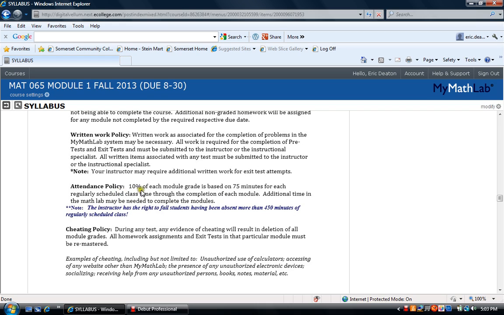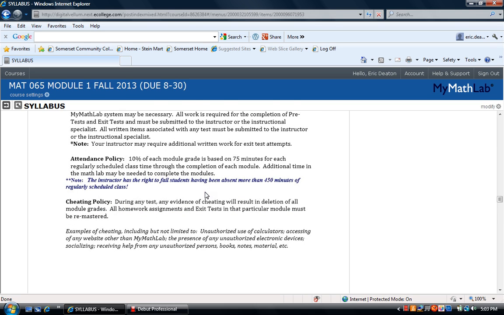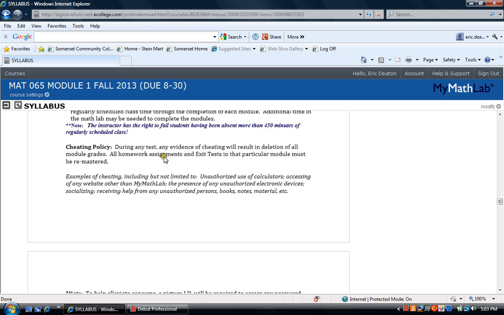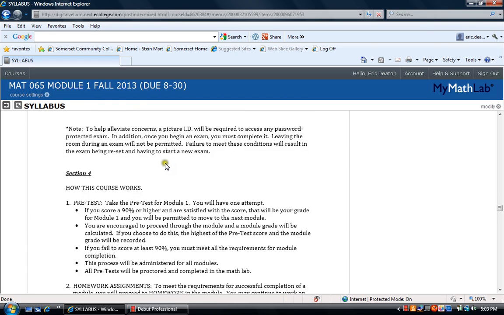Attendance is a big deal. Not only does it help you in math class, but it's also calculated into your attendance grade. So keep that in mind. And the written work policy, it's also included within the attendance grade, or it could be. Once again, do not cheat in these classes. Do not.